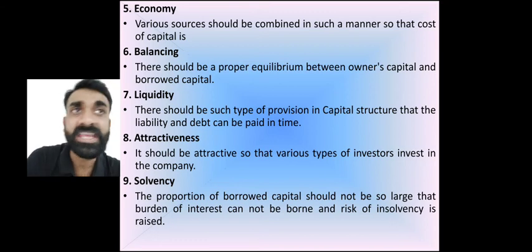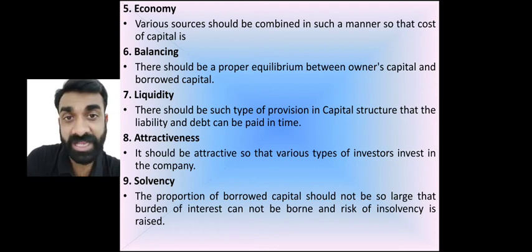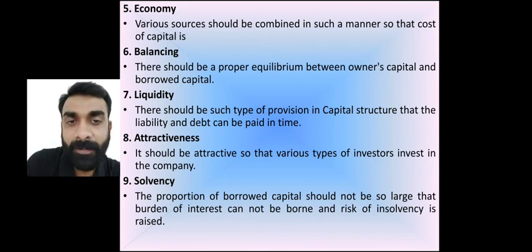Then attractiveness. It must be attractive so that investors are attracted to invest in the business. It can be a small investor, an institutional investor, or foreign institutional investors. Institutional investors like banks and insurance companies. Small investors means the common people like us. And foreign institutional investors means foreign companies or foreigners who are investing in the share market.